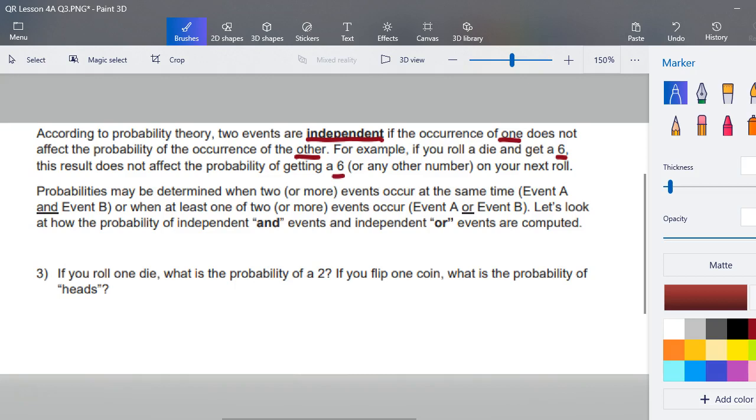Probabilities may be determined when 2 or more events occur at the same time, like an event A and an event B, or when at least one of 2 or more events occur. In other words, event A happens or event B happens. So let's look at how the probability of independent and independent or events are computed. So start getting those areas in your brain to start filing some information about independent and independent or.